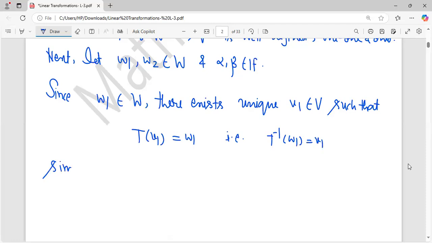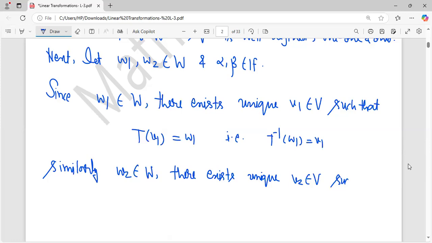Similarly, W2 belongs to W. There exists a unique V2 belongs to V such that T V2 is equal to W2. It means T inverse W2 is equal to V2.